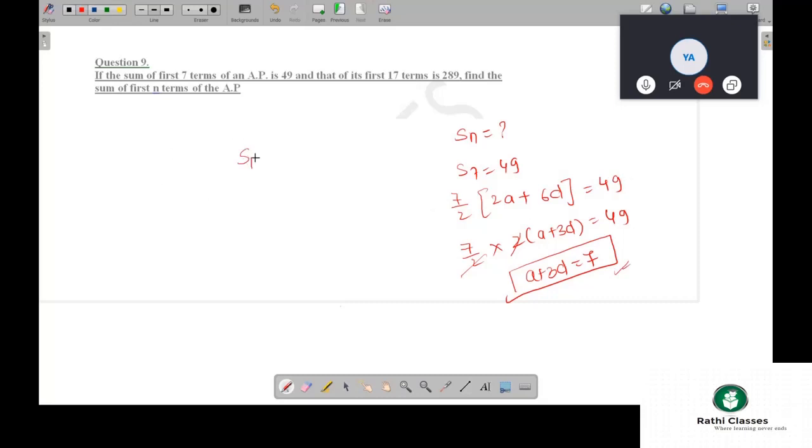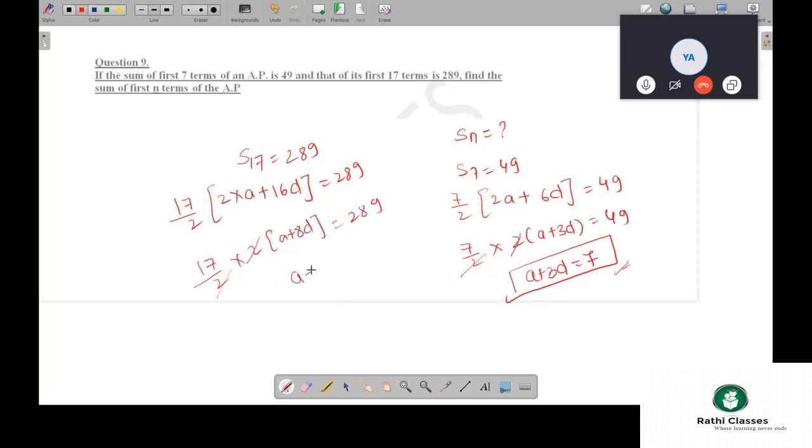Moving on to the next, S17 is equal to 289. What is S17? Apply the same approach. What will you be writing? 17 by 2, 2 into a plus 17 minus 1 is 16d, is equal to 289. Again, in order to reduce, here also I will be taking 2 common. So I will be left with 2 times a plus 8d is equal to 289. 2 and 2 get cancelled. a plus 8d equals 17.